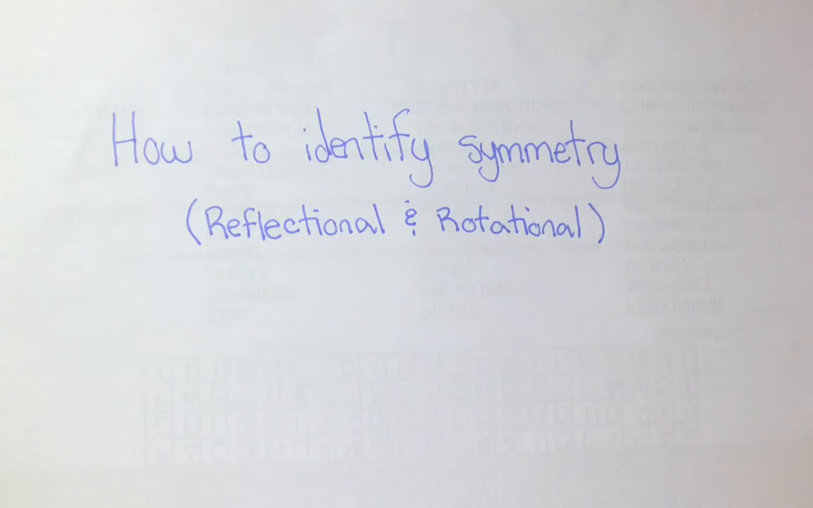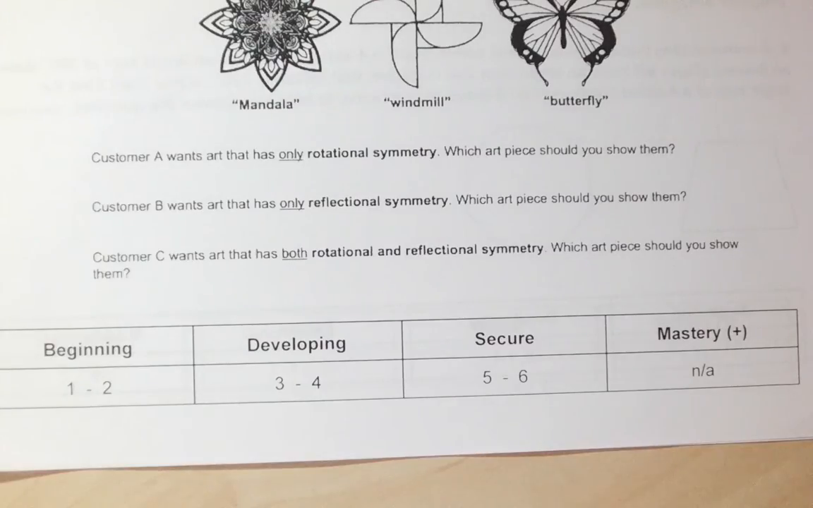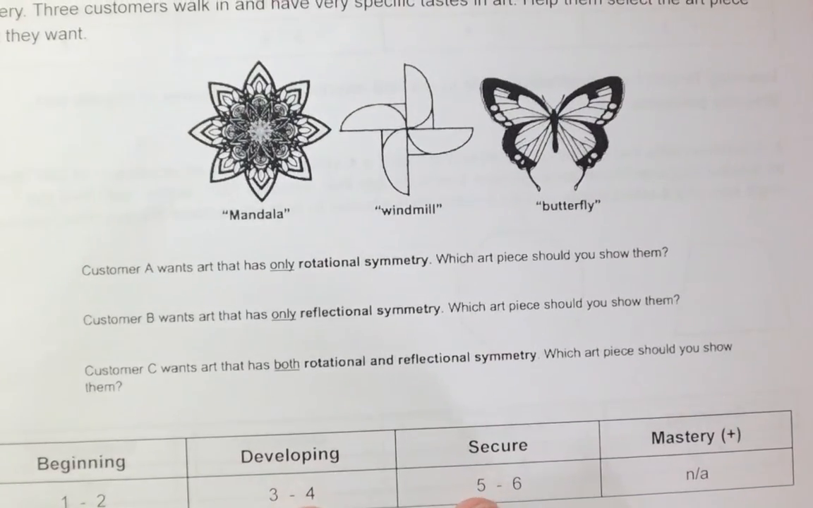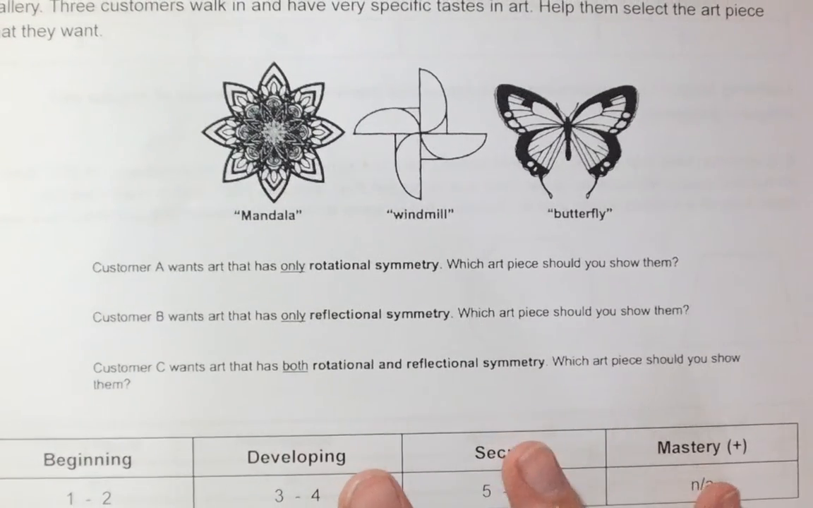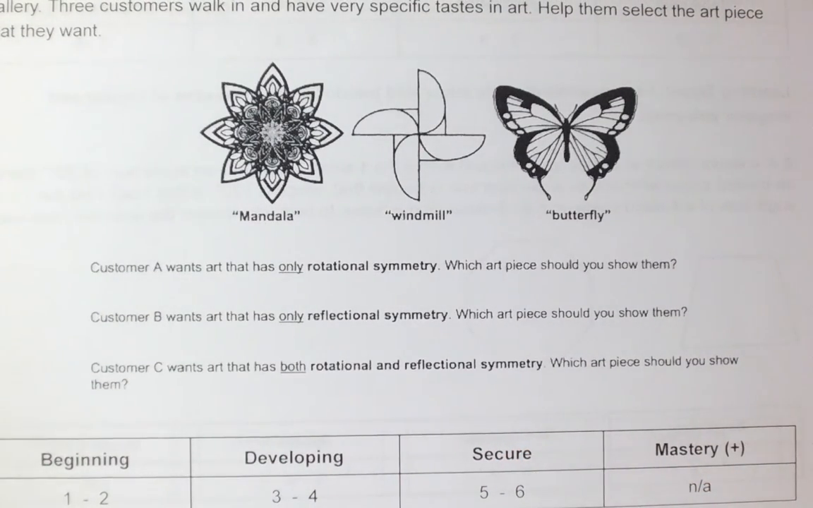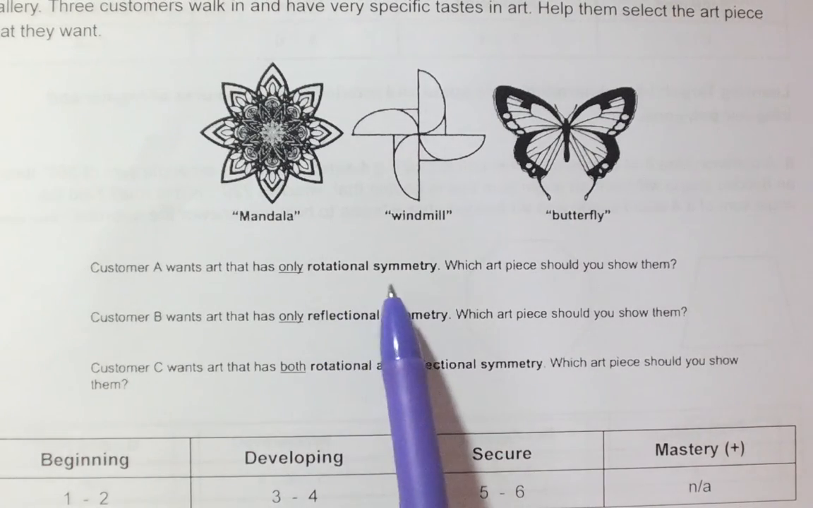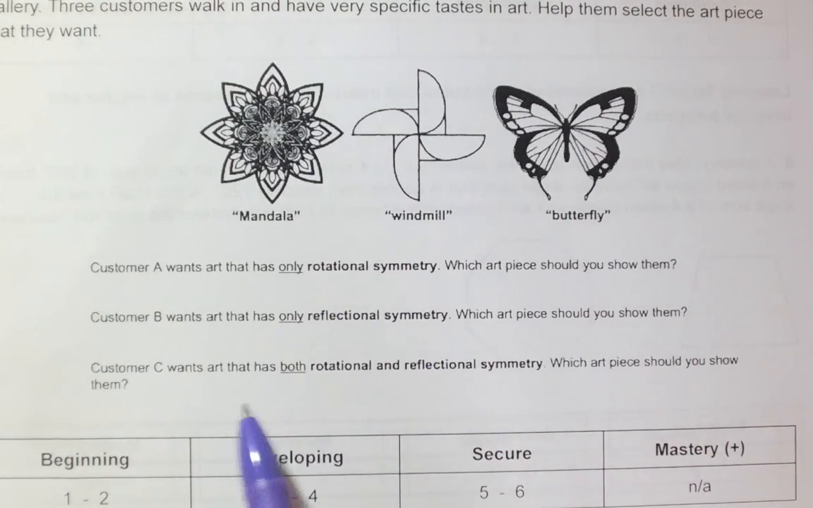This is a video on how to identify symmetry, both reflectional and rotational. Let's look at problem number 8 from our test. In this, we are asked to identify which images have only rotational, only reflectional, and both types of symmetry.